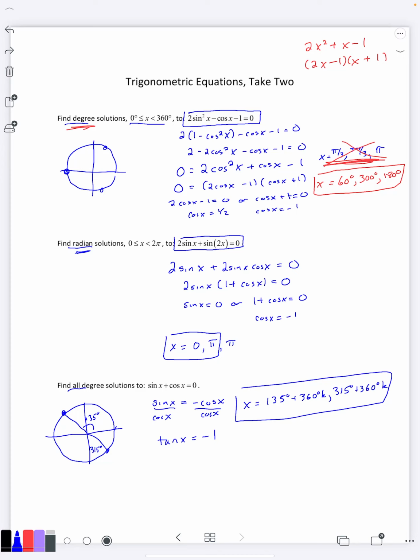Okay, so the point of this video is that yes, sometimes you're going to have to use a variety of trig identities. That's why we've been learning them, and we need them in order to solve equations that show up like this.